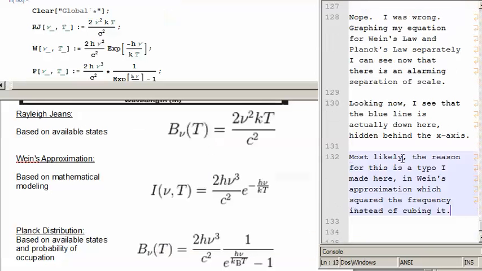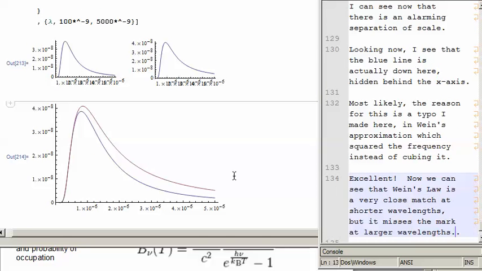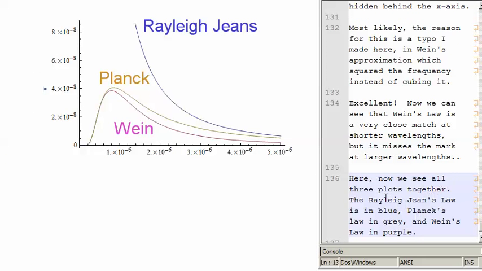Most likely the reason for this discrepancy is that I made a typo right here in Wien's approximation. It should have been nu to the cubed instead of nu to the squared. Excellent. Now we can see that Wien's law is a very close match at shorter wavelengths, but it misses the mark at larger wavelengths. Here now we see all three plots together, the Rayleigh-Jeans law in blue, Planck's law in gray or brown, and Wien's law in purple.